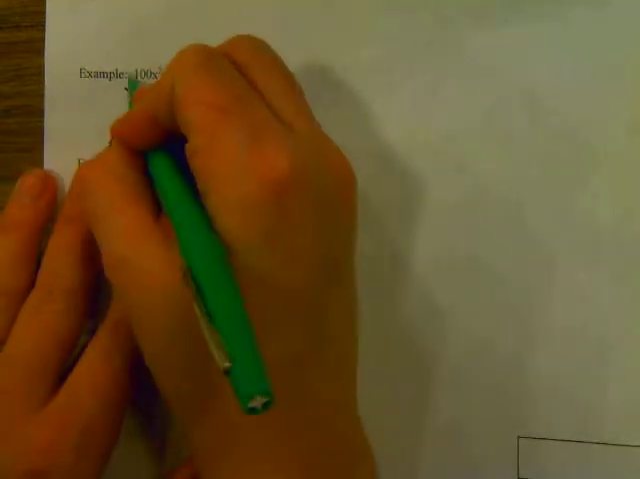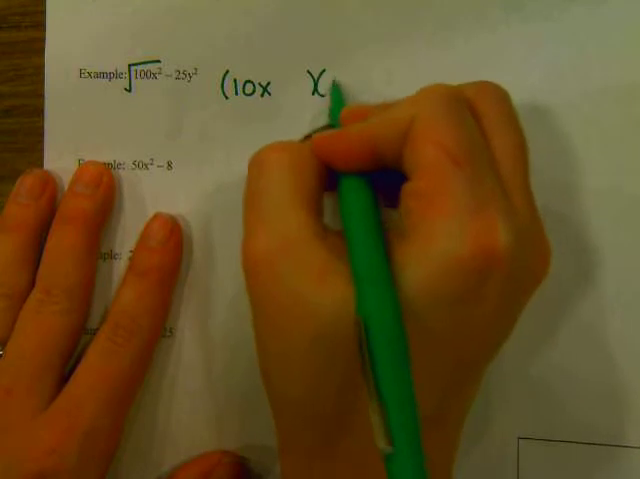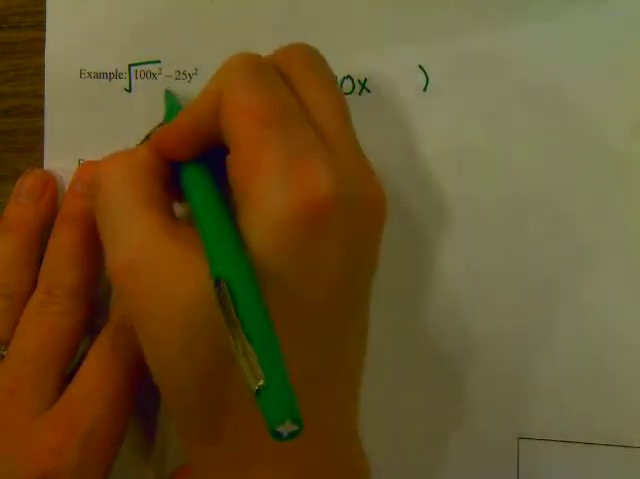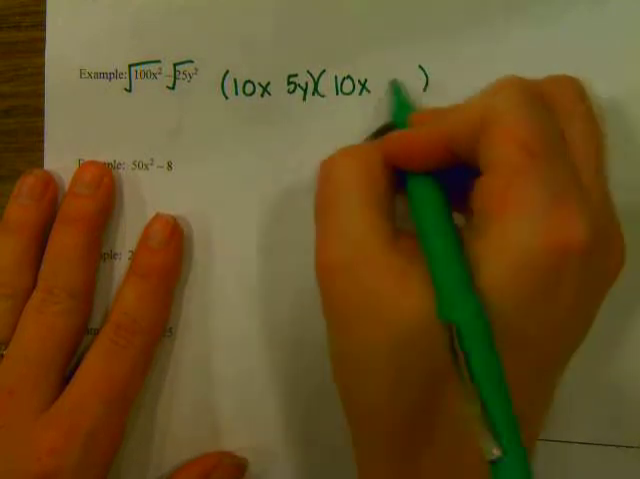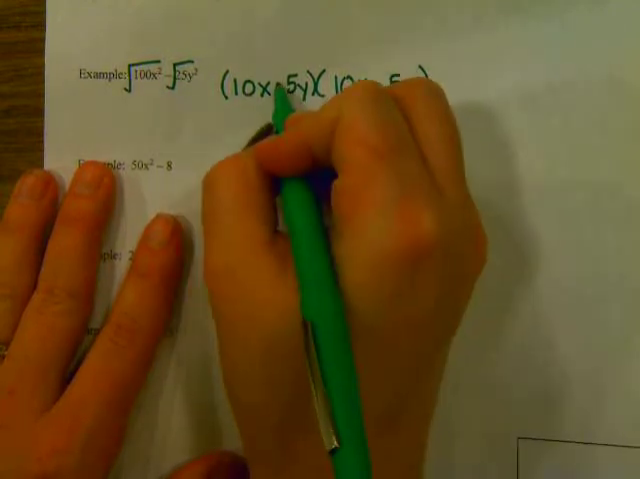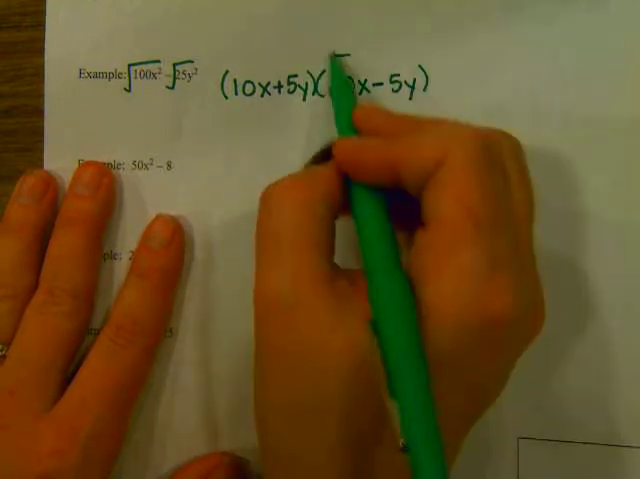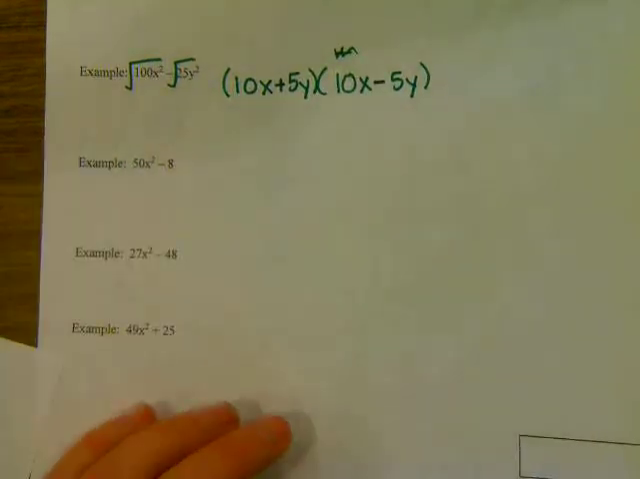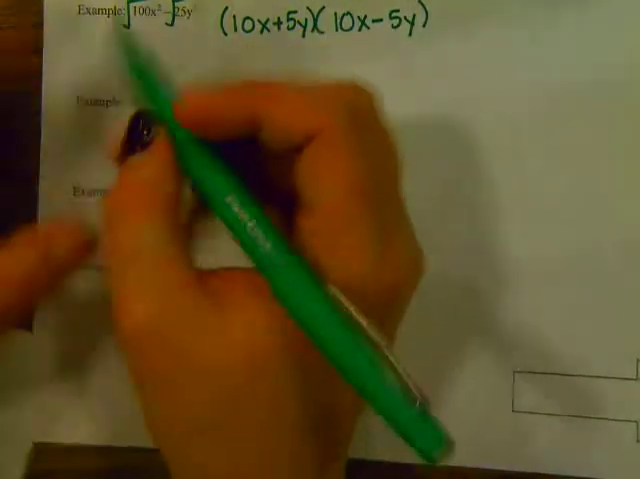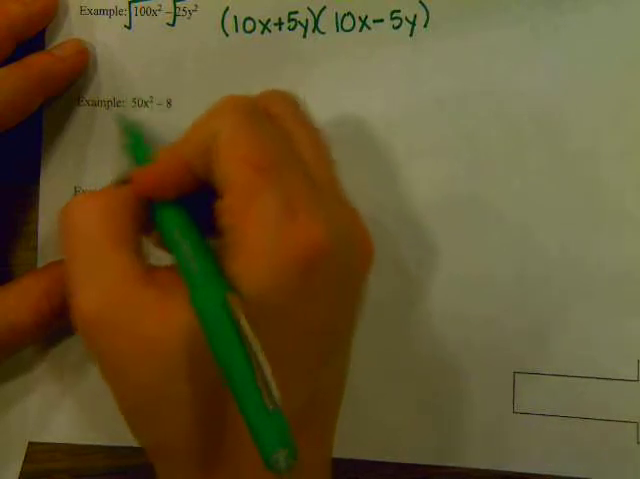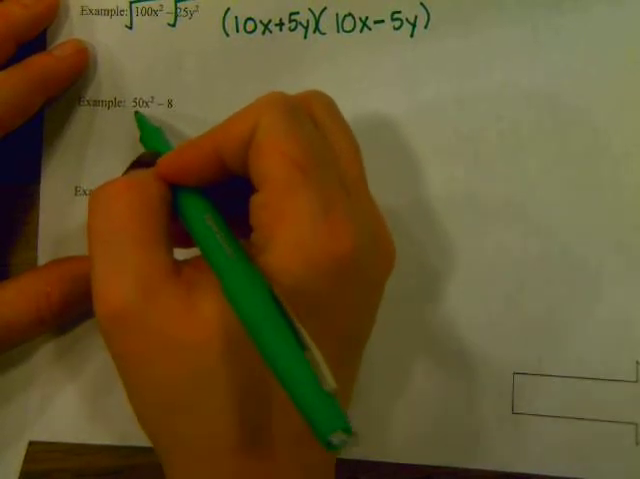You can do the square root of 100x squared. That's 10x. You can do the square root of 25y squared. That's 5y. And then again, it's always one's a plus and the other is a minus. And there's your answer. Now here, this is what I'm saying. You can't do the square root of 50 or the square root of 8. The square root of 50 is some decimal, so that's not going to work.